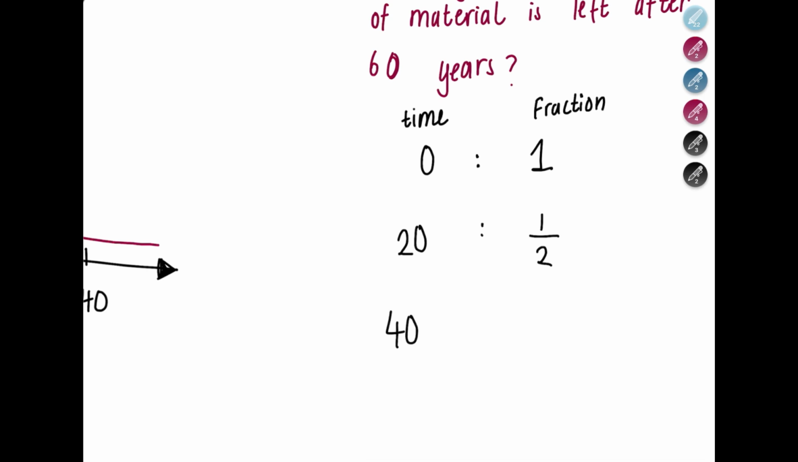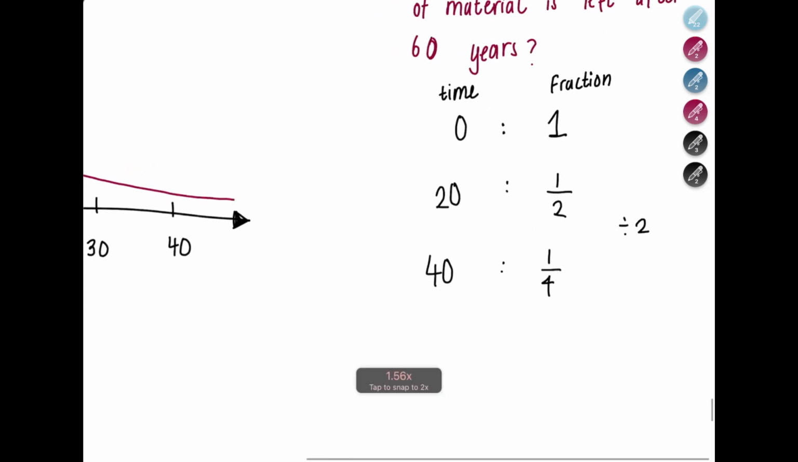After 40 years, it became half again. So half divided by 2 is going to be 1/4 of the original sample. After 60 years, another half-life, so 40 plus 20 is 60, it is going to be 1/4 divided by 2. It becomes 1/8. So after 60 years, that is after 1, 2, 3 half-lives, you are left with 1/8 of the original material.